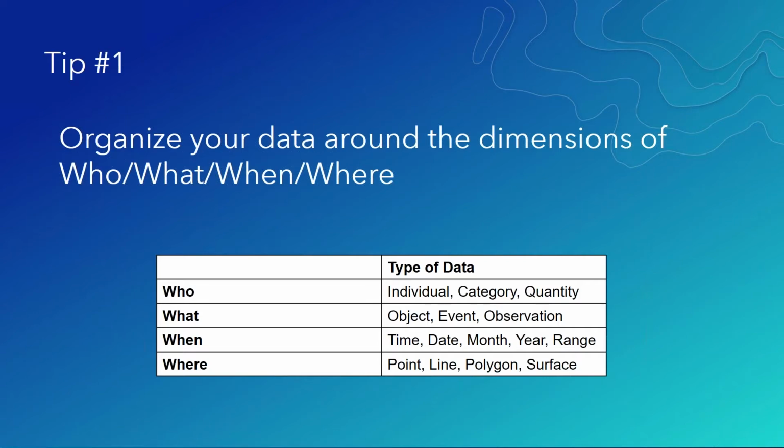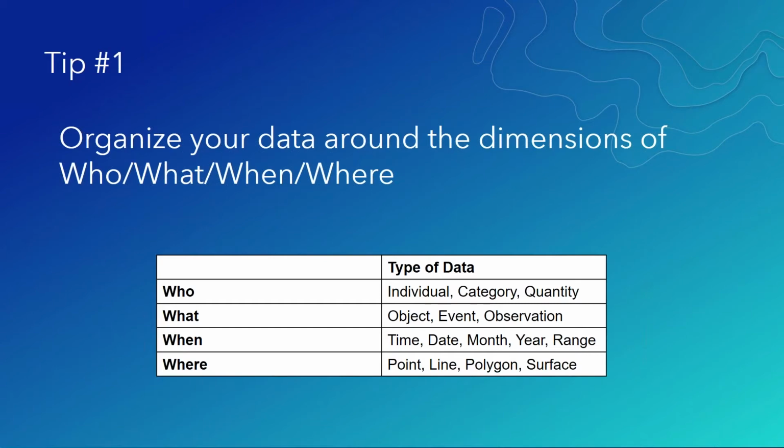So when we're thinking about people, if we're collecting data about people, we want to know, is it an individual? Do we want to have personally identifiable information at the individual level? Are we looking at categories of individuals, maybe along lines of sex or geographic region? Or are we just looking at observations of quantity for individuals? And when we're thinking about the what, what is it? Is it an object, a thing, a feature, a part of our physical landscape, or is it an event or an observation?